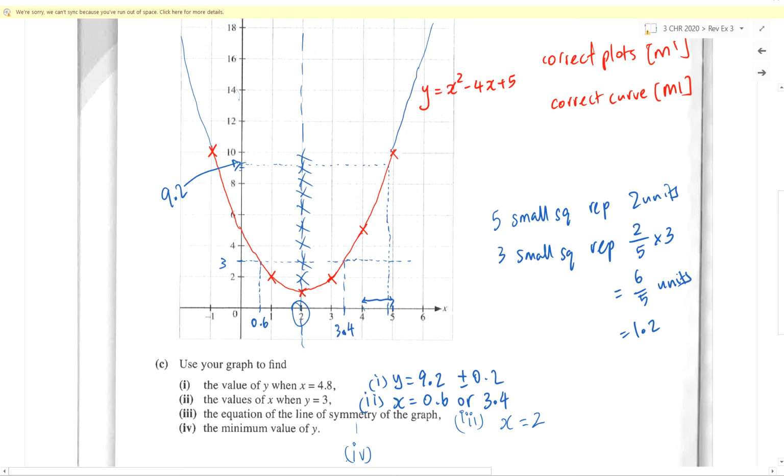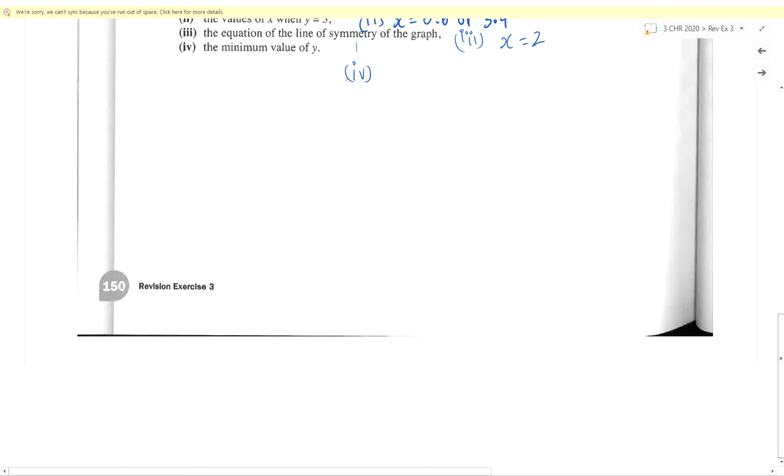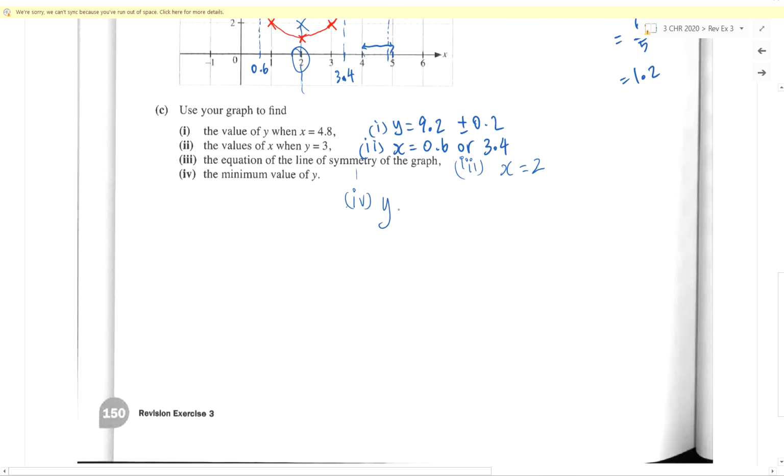So what level is he staying at? This value over here, we can actually read it from our table. When x goes to 2, 1. This guy is staying at level 1. So the minimum value of y is 1. Everybody else is staying above level 1 already.